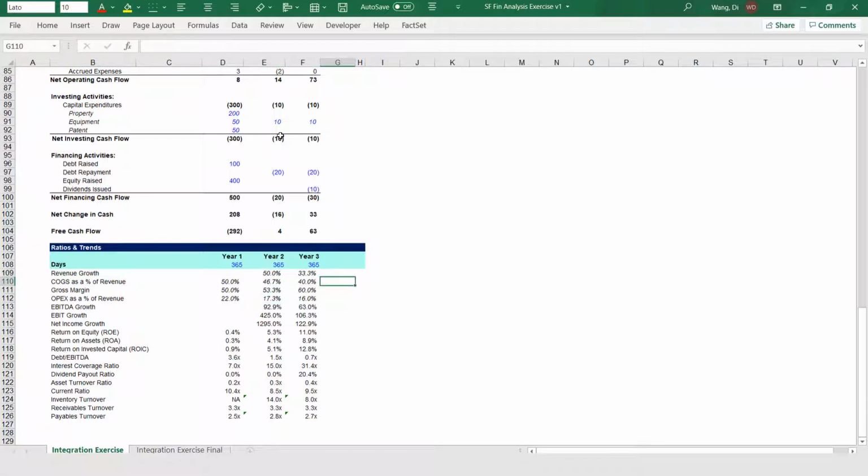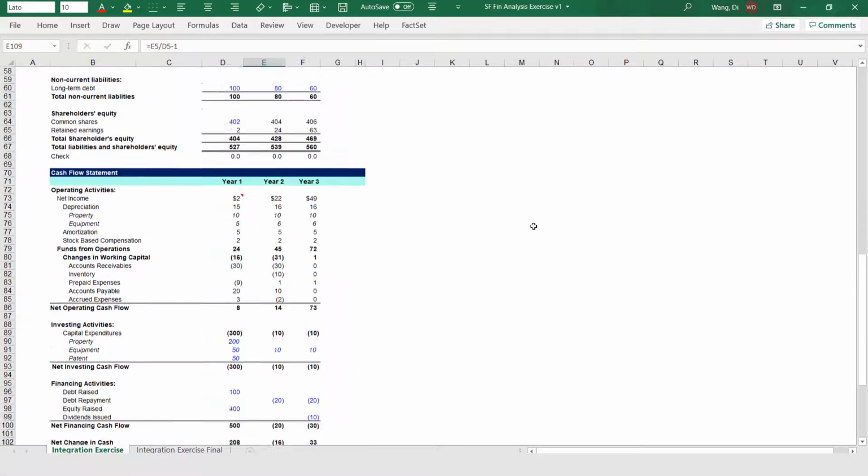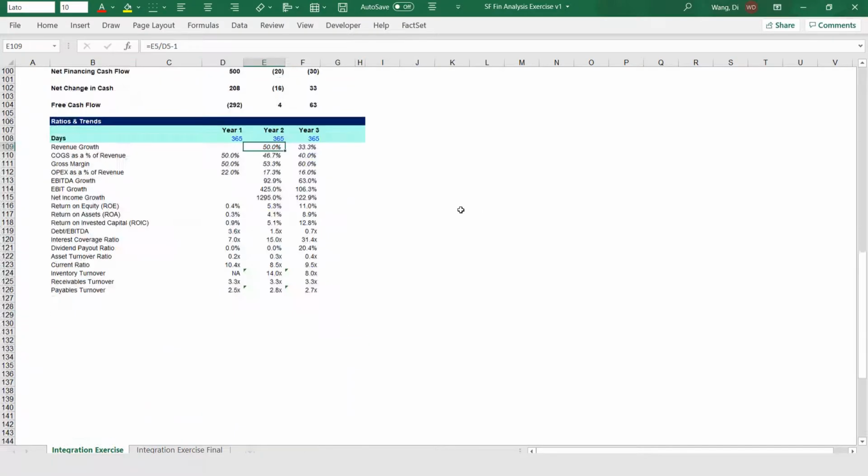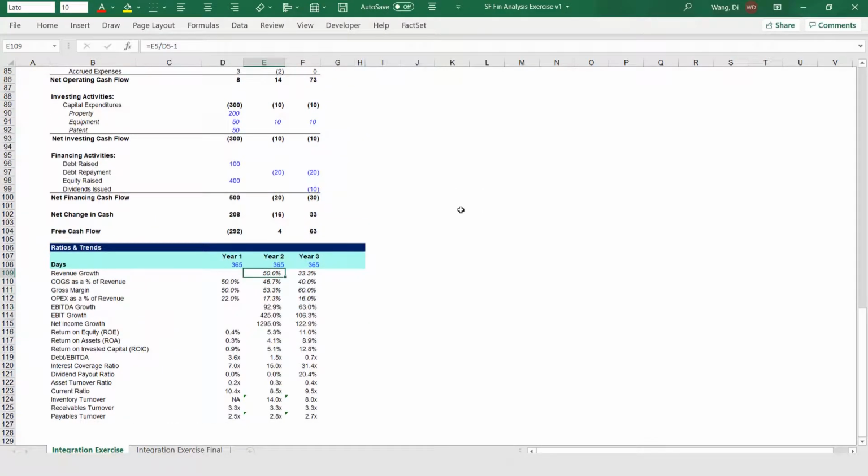So what can we learn from this? We can learn that, first of all, we have very high revenue growth. As you can see here in year 3, it's tailed off a little bit, but 33% is still extremely high.